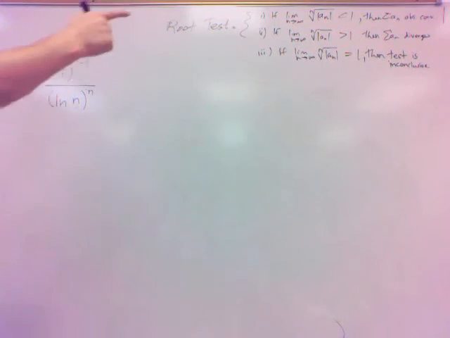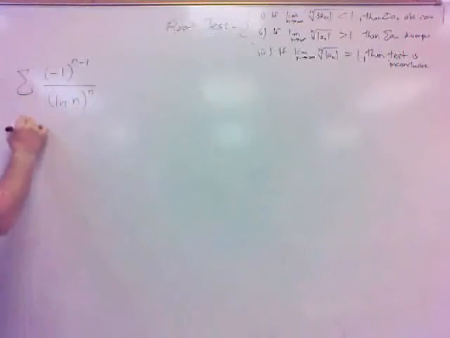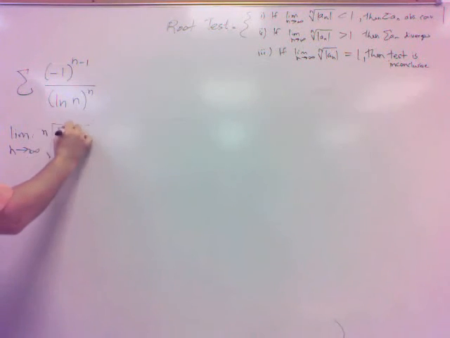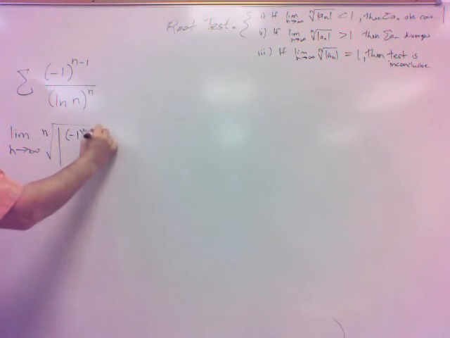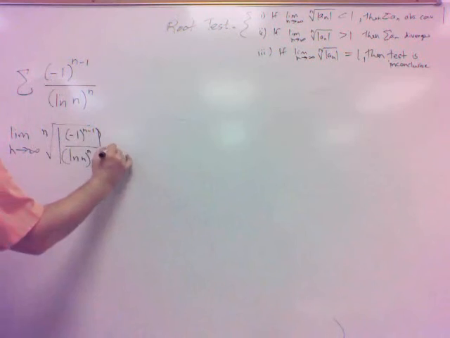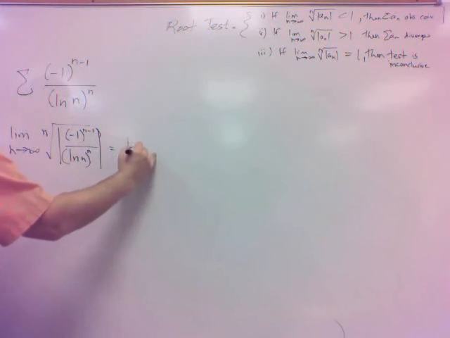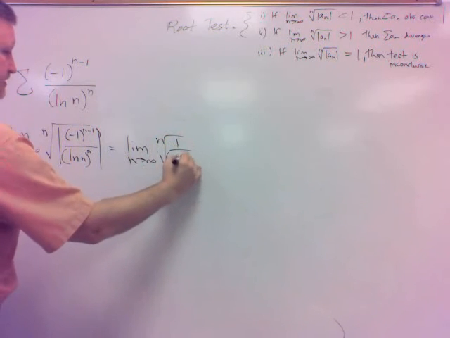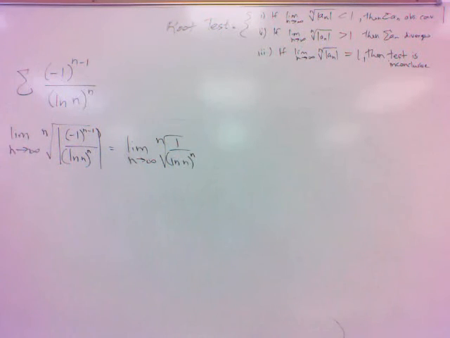All right, well, we need to look at this limit. The limit as n goes to infinity of the nth root of the absolute value of a sub n. Well, guess what? The absolute value part takes out the alternating sign part of that. So this would just be, wouldn't it? Everything else is positive, so it would just be the limit as n goes to infinity of the nth root of 1 over ln of n to the n. Wouldn't it? Because the absolute value would take care of this top part.